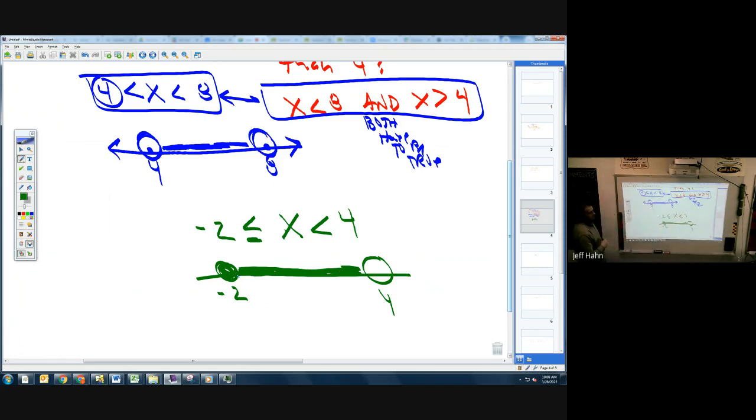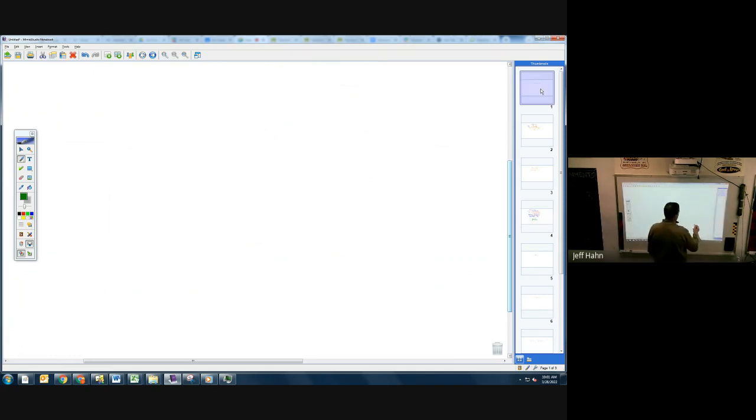Wait, that's it? What if the symbols are the other way? I am glad Frankie said that's it, because obviously math is not going to be that easy. Let me look at some issues here.